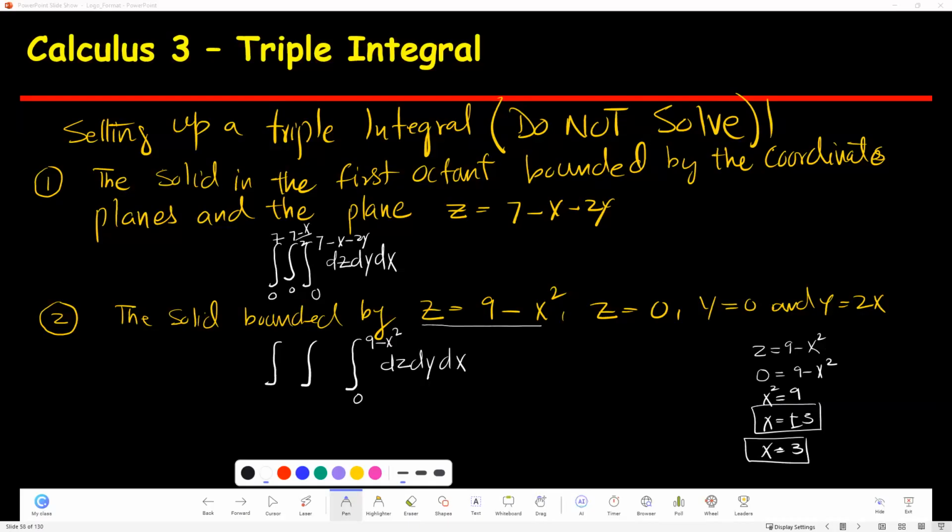Now what I'm going to do, I'm going to leave this thing, but on the y, both conditions are given. One is here, one is here. So I simply write y equals 0 and y equals 2x. The third part, x is not given, right? So I'm going to start x from 0 to 3. Pretty much.